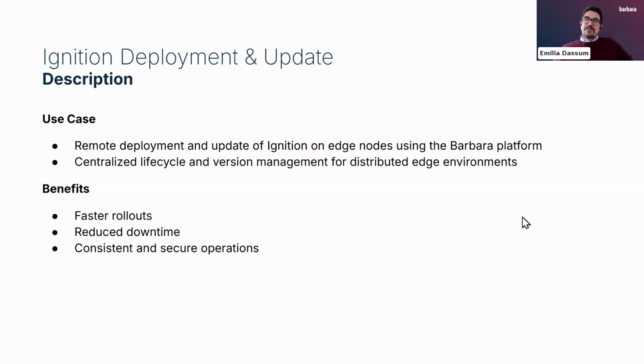The benefits of deploying Ignition with Barbara are quite easy to explain. Faster rollout: today we are going to deploy a simple Ignition instance, but we will see how easy it is to deploy 100 instances on 100 different edge nodes remotely. Imagine how much time you can save using Barbara. Then, reduced downtime: we can also offer high availability in our services, and we will show you how to use high availability with Ignition, so you will have no downtime in your Ignition instance.